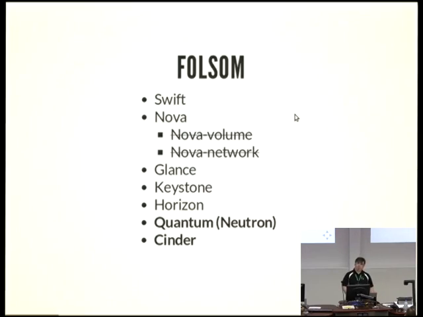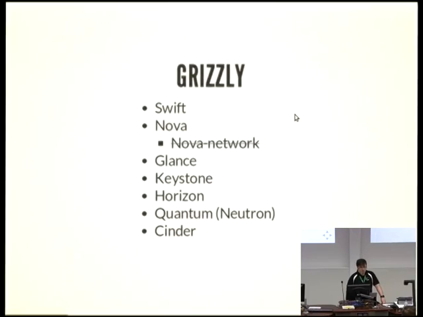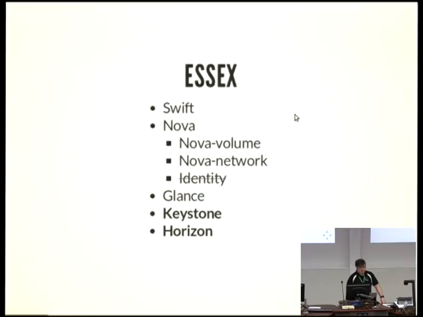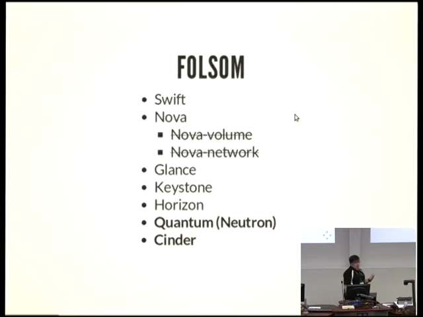Okay, so apparently the trademark claim was more than just the same letters. It was actually in the same business space. So, anyway, we had to rename that, and it can be confusing for new players, particularly because there are people out there still running Folsom or Grizzly, which still has a product called Quantum in it, but Quantum in Horizon doesn't exist. So Nova Volume became Cinder, and Nova Network kind of became Quantum.